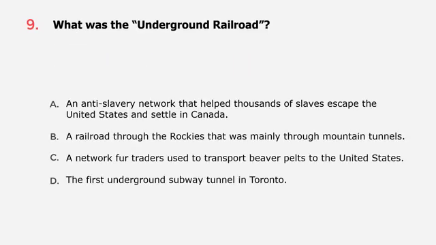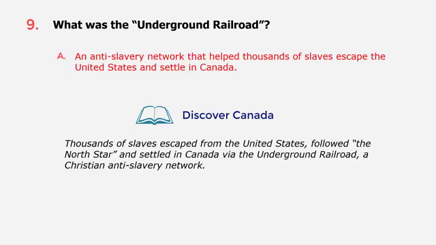Question 9. What was the Underground Railroad? A. An anti-slavery network that helped thousands of slaves escape the United States and settle in Canada. B. A railway through the Rockies that was mainly through mountain tunnels. C. A network fur traders used to transport beaver pelts to the United States. D. The first underground subway tunnel in Toronto. The answer is A. An anti-slavery network that helped thousands of slaves escape the United States and settle in Canada.